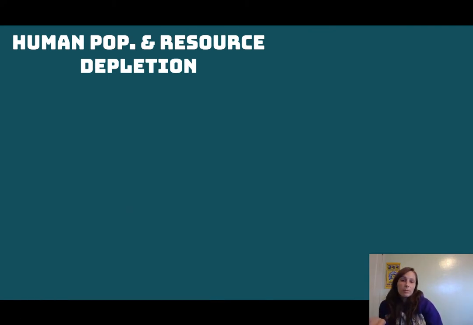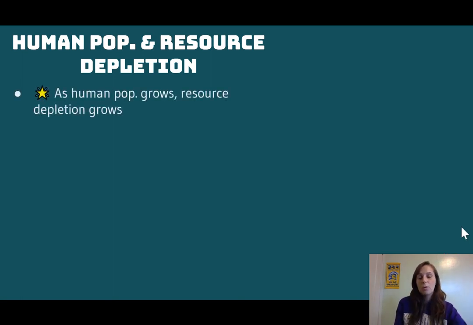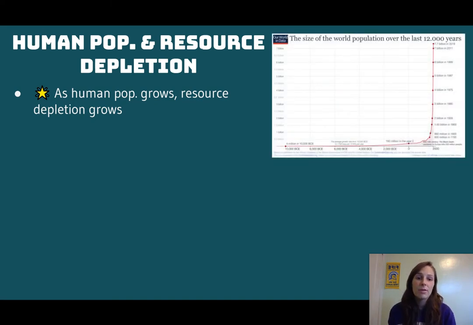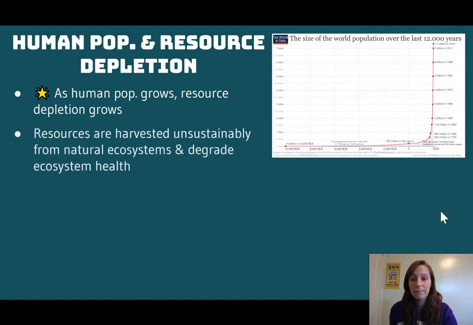So how is it that human populations and resource depletion are related to each other? Well, as human population grows, resource depletion is also going to grow. And if you look at how much the world population has increased over the past 12,000 years, you can see that in the past 1,000, it has skyrocketed. And even in the past couple hundred years, we have been growing at an exponential rate. So as this population keeps growing, we're going to be seeing more resource depletion occurring.